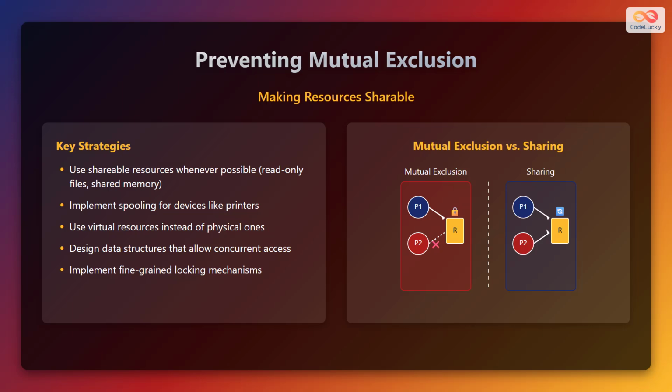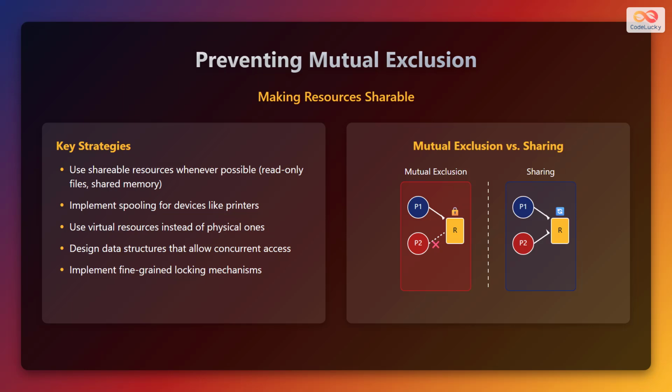One way to prevent deadlocks is by targeting the mutual exclusion condition, which occurs when resources cannot be shared. A key strategy here is to use shareable resources whenever possible, like read-only files or shared memory. Implementing spooling for devices like printers allows multiple processes to submit print jobs without directly competing for the printer. The operating system can use virtual resources instead of physical ones to allow multiple processes to use the same resources.